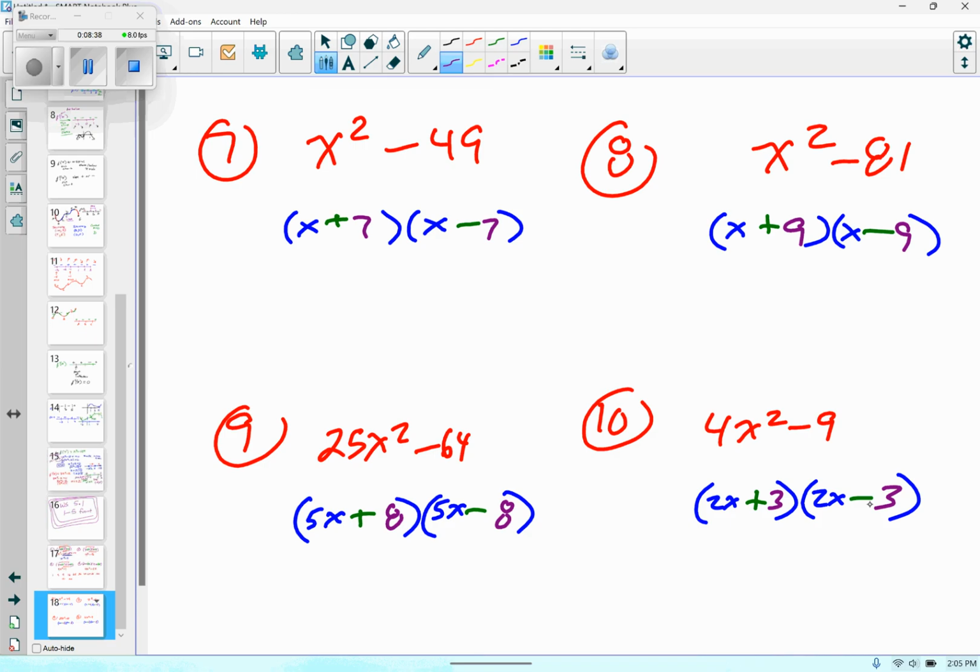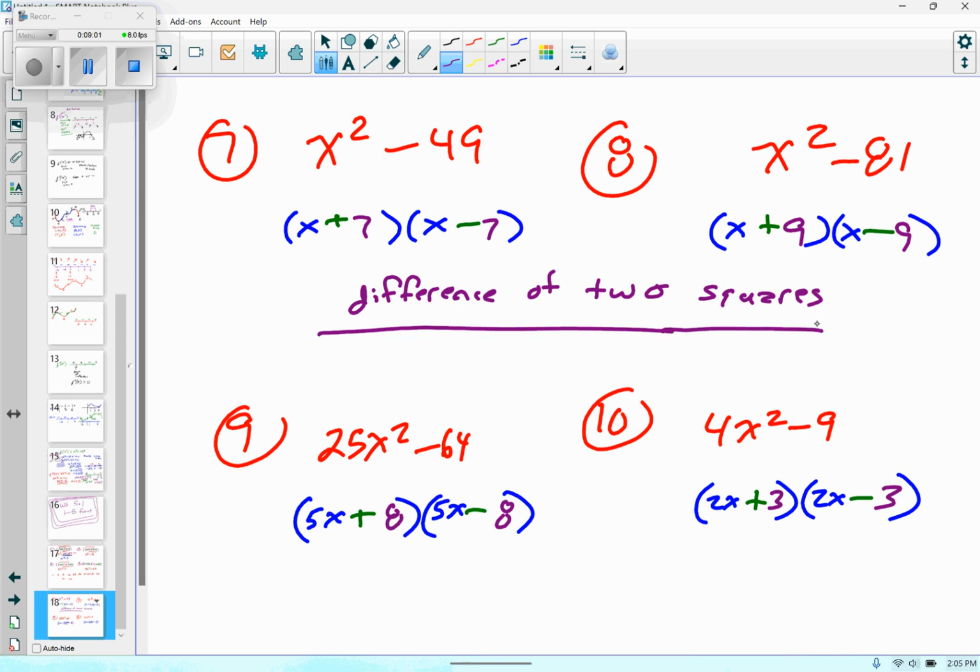An expression is called difference of two squares. So in that little blank that's above these, they want you to put in difference of two squares.